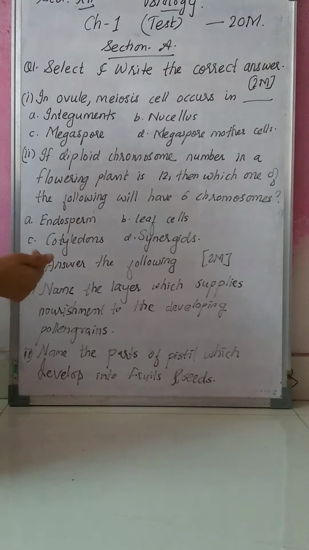Then the second is: name the parts of the pistil which develop into fruits and seeds. What you have to write is the name of the parts of the pistil.